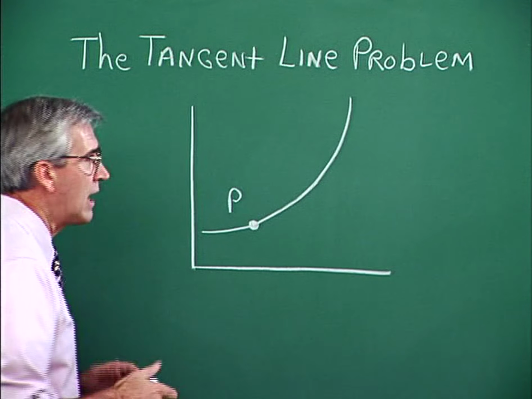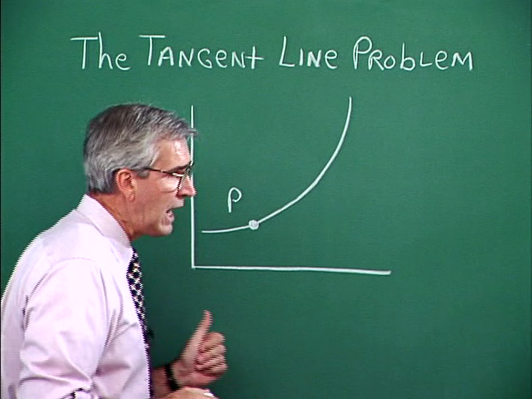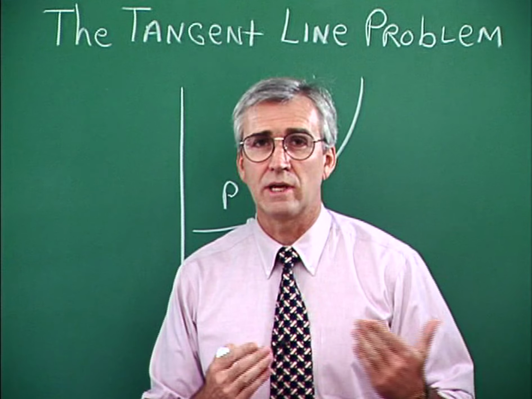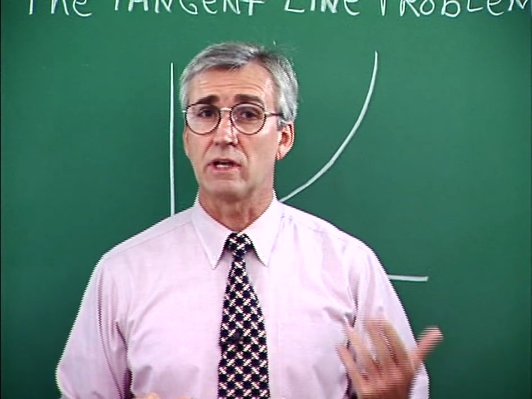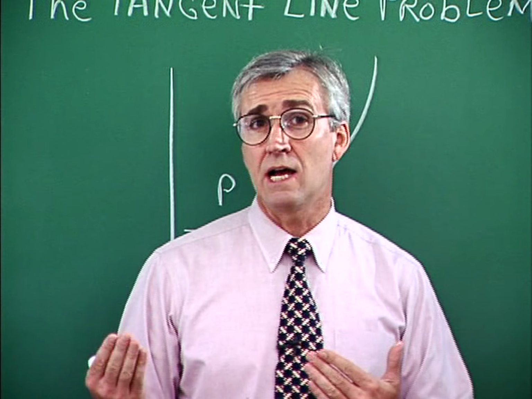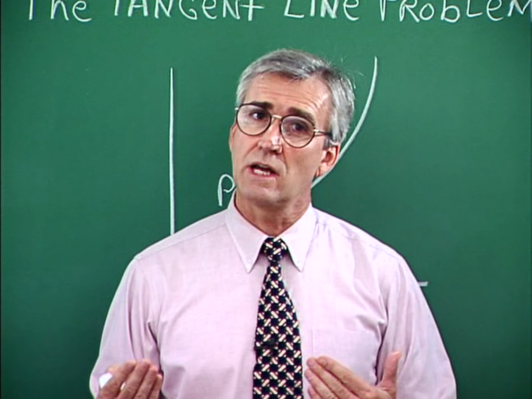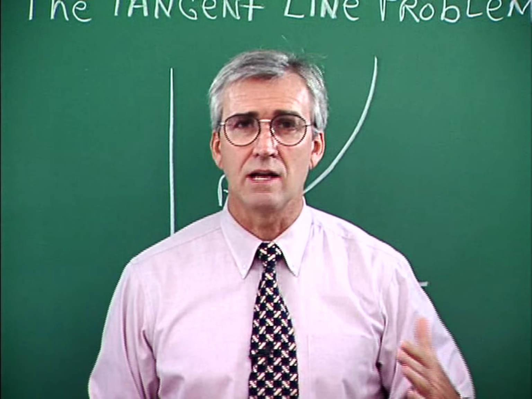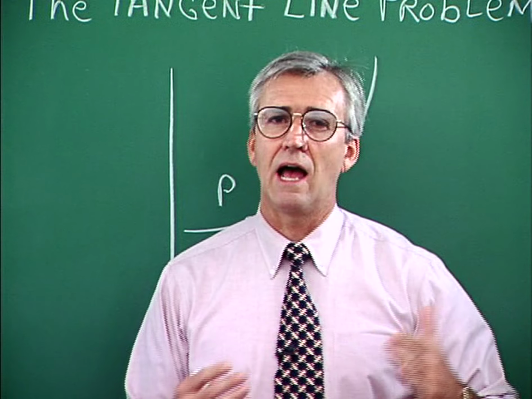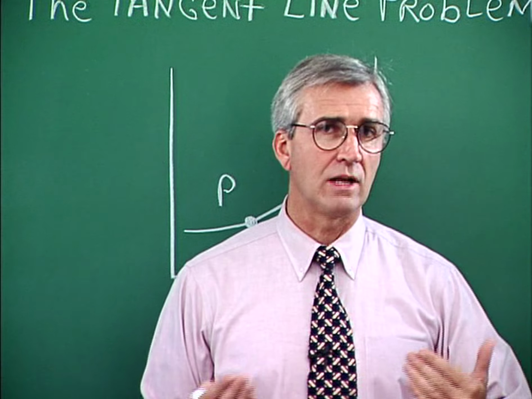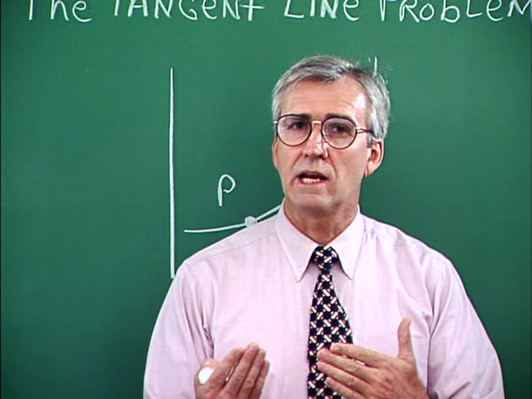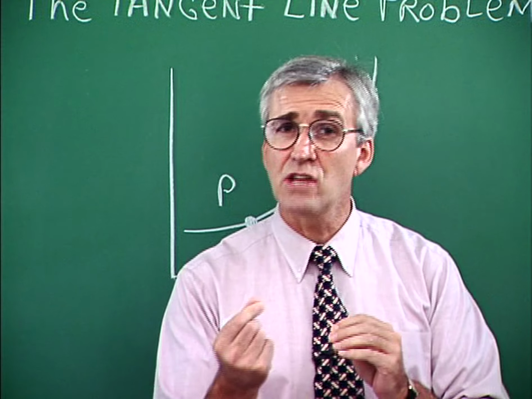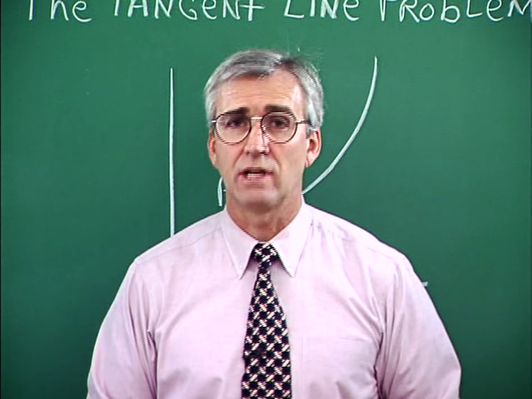And the tangent line problem is this: in algebra we talk about slope, and we can talk about the slope of a line. That's pretty easy. And that slope of the line corresponds to a rate of change. Great. But what happens when the line is curved? What happens if it's not a straight line? What if it's a curve? How do we talk about change? How do we talk about slope? Well, slope is related to a line which is tangent to the curve at a particular point.